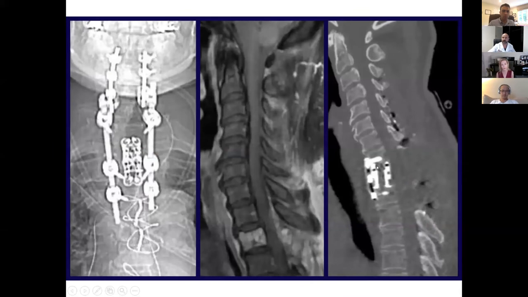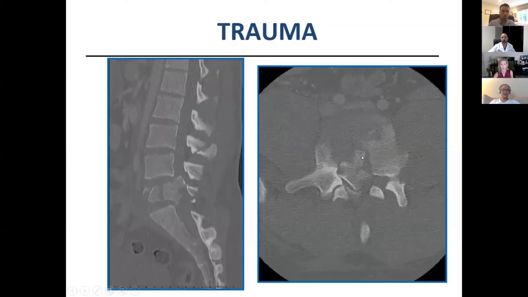And this was the final construct. We could have done this all posteriorly. There's nothing wrong with that. I wanted a little bit more decompression and a more solid stabilization ventrally to support the anterior column, and that's why I decided to go ventral. This gentleman is at least 3 years out, and he's been doing really well. A lot of people think the anterior approach is morbid, and it is morbid. But when done effectively for the right indication, patients tend to tolerate it quite well.